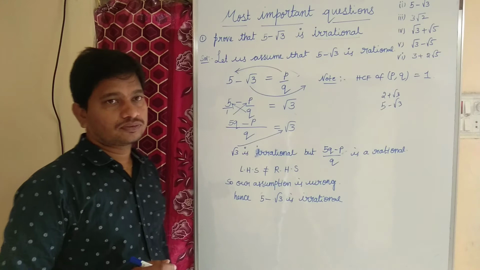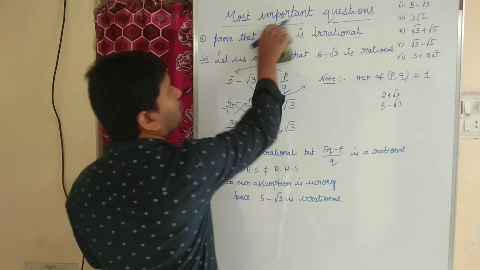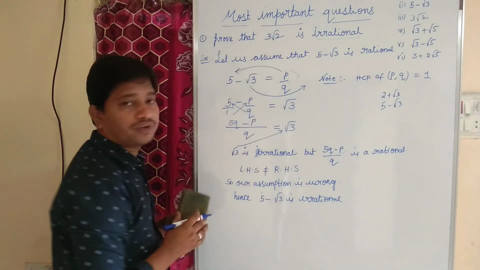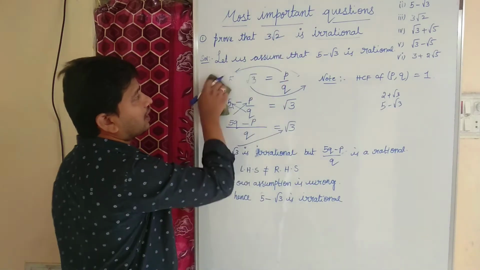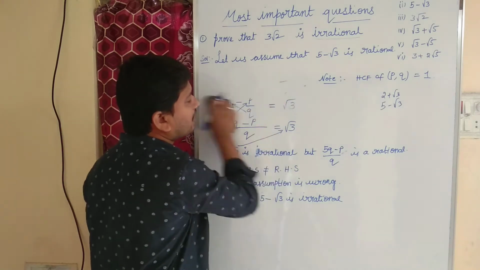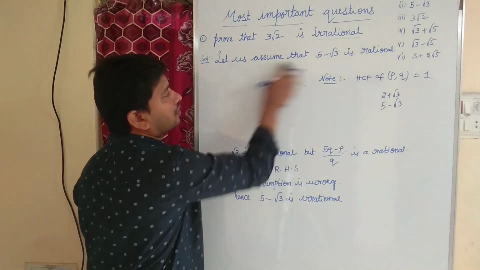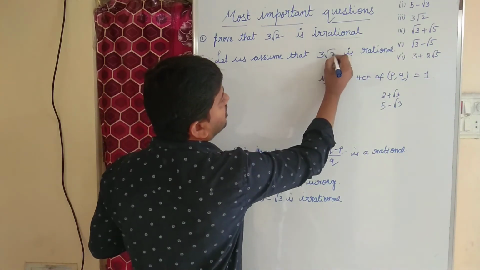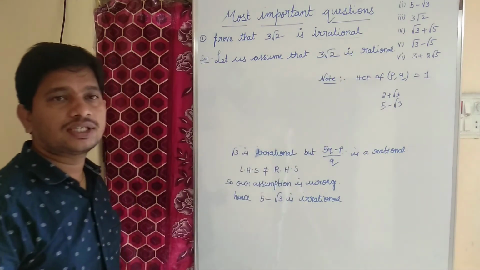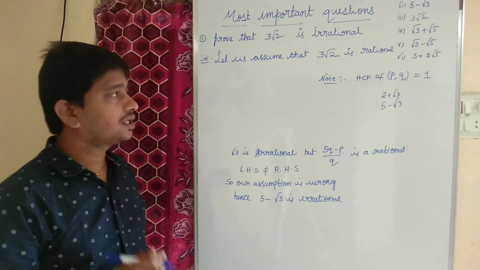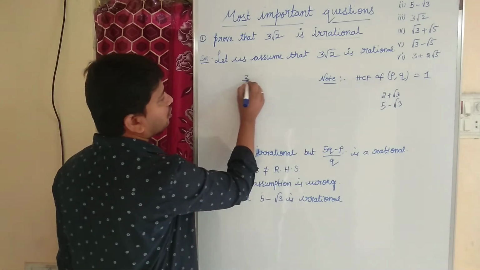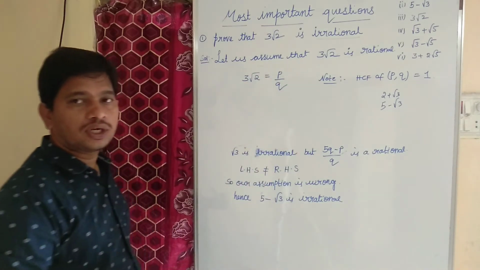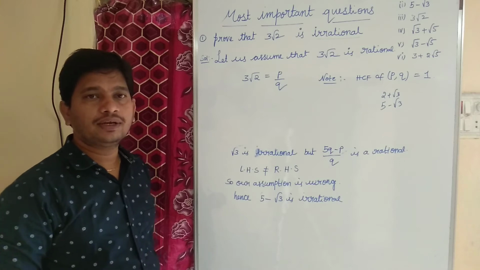Now coming to the third question: prove that 3 root 2 is irrational. What we need to prove? 3 root 2 is irrational. In a similar manner, let us assume that 3 root 2 is rational. Rational number means it should be in the form of p/q, right?